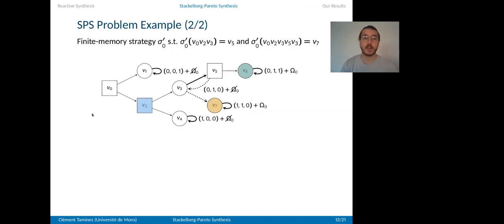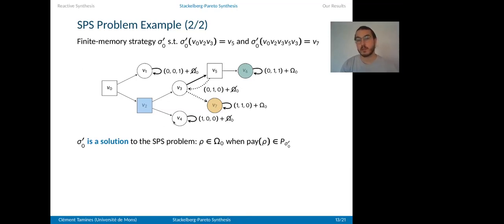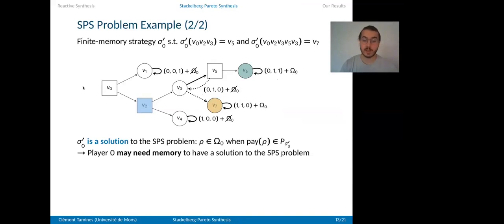However, we can consider the finite memory strategy, sigma 0 prime, such that sigma 0 prime goes from v3 to v5, and if v3 is encountered a second time, goes to v7. It can be shown that sigma 0 prime is a solution to the Stackelberg Pareto synthesis problem, as every play with a Pareto optimal payoff satisfies the objective of player 0. In fact, in this case, the Pareto optimal payoffs are 0, 1, 1 and 1, 1, 0, and every play with such a payoff satisfies the objective of player 0. This shows that player 0 may need memory in order to have a solution to the Stackelberg Pareto synthesis problem.